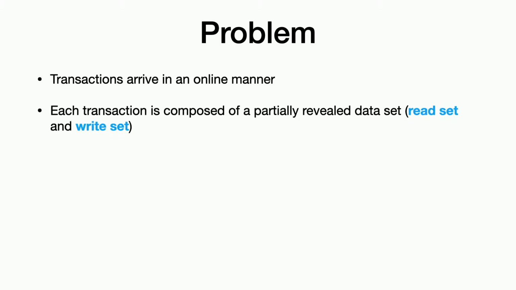Good. All right, so let's define our problem. We have these transactions. We don't know what the transactions will be; they arrive in an online manner. Each transaction is composed of a partially revealed data set. When we receive it, we might know some of the data set that it needs to access, but the rest of it might be revealed over time as we're executing the transaction.